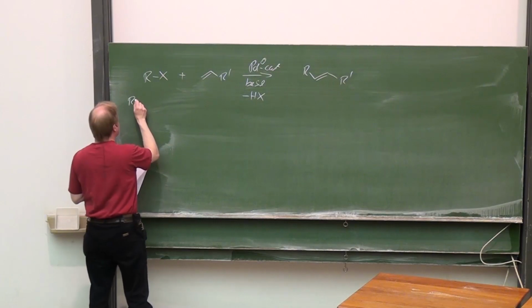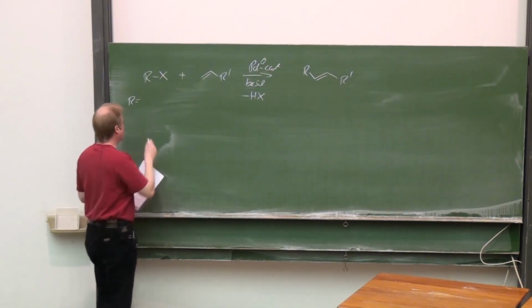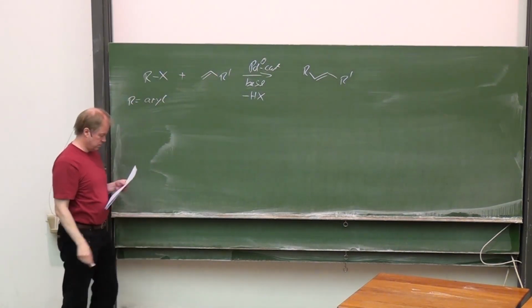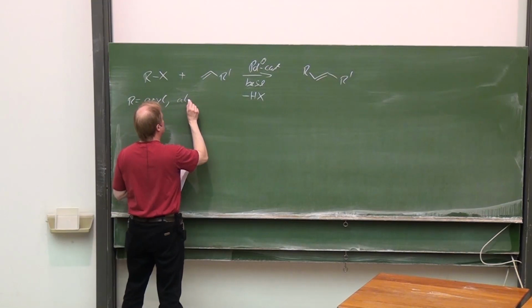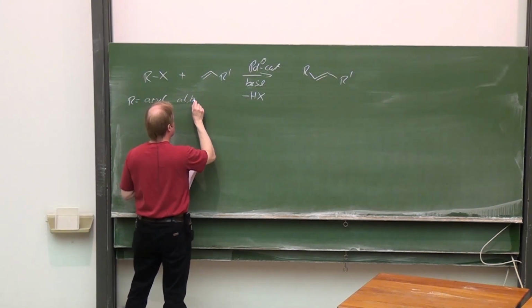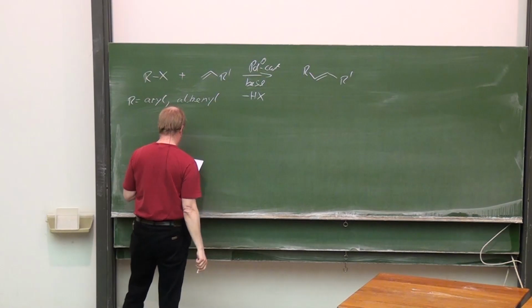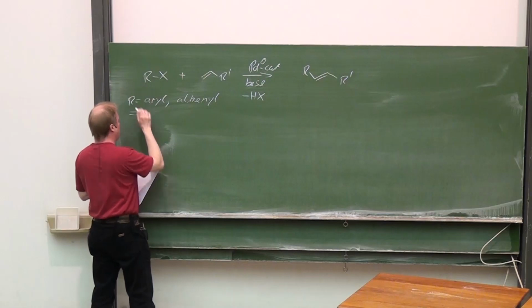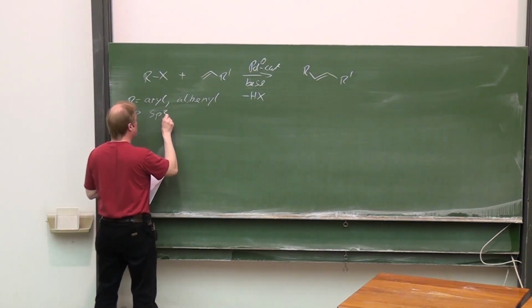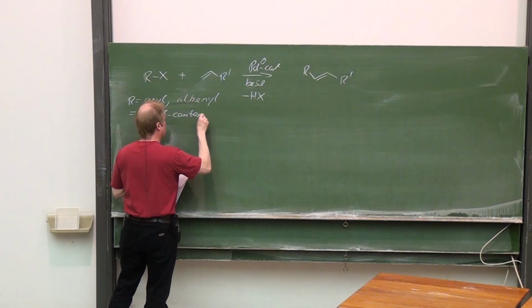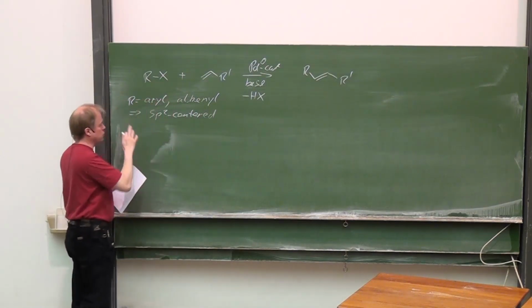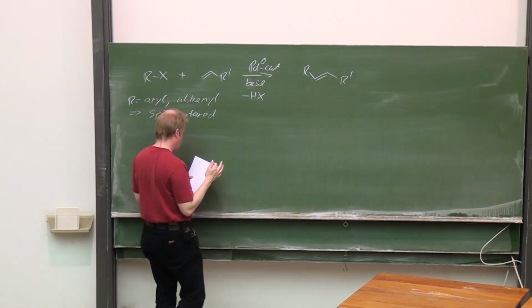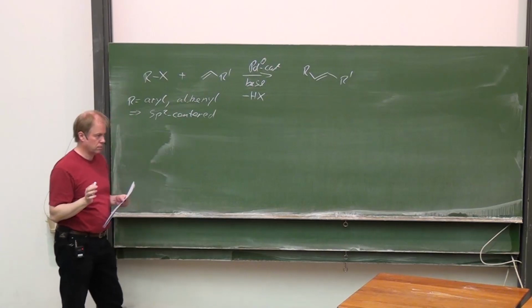As R, we usually have either an aryl group or an alkynyl group. That means in general R is sp2 centered. So the leaving group X is sitting at an sp2 hybridized carbon in general.